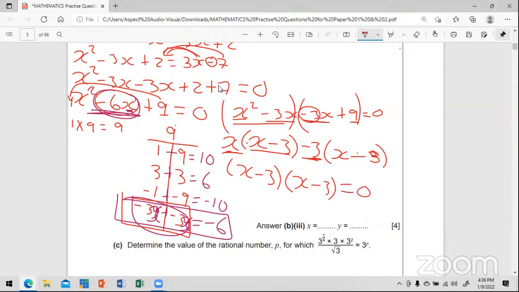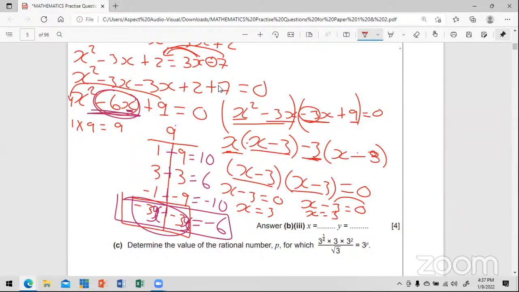So this means that your x minus 3 equals 0. You take the other one on the other side, your x will be 3, which is the same thing on this side. That's why they are repeated.